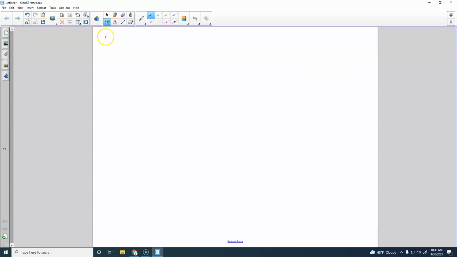We are going to do section 3.2, multi-step inequalities.